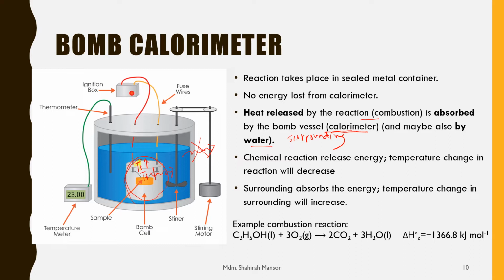This is for the chemical reaction. And then when the surrounding absorbs the energy, the temperature change of the surrounding will increase. Okay, ini adalah kerana apabila sebelum berlakunya energy absorb, so T initial untuk surrounding ni adalah rendah. Okay, so once the surrounding absorbs the energy from the reaction, T final will be higher. So to get the temperature change ataupun delta T will be T final tolak dengan T initial. So you will see that when the surrounding absorbs the energy, the temperature change in the surrounding will increase.